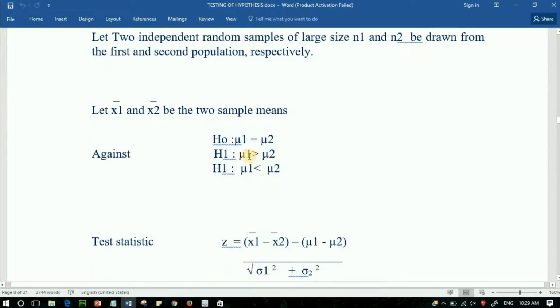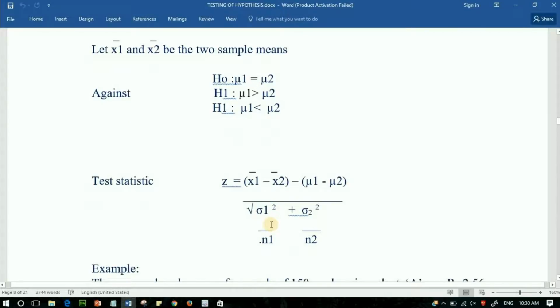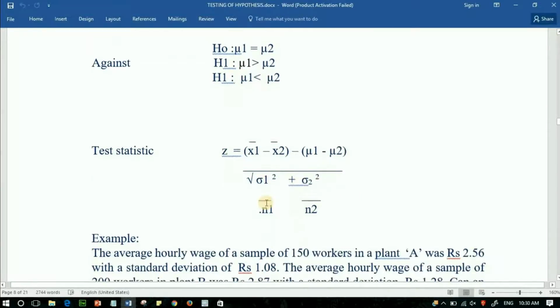In the first case, it is a two-tailed test, and there are two one-tailed tests. Already we discussed that the test statistic is a function of the sample values, here x1 bar and x2 bar. So Z is equal to x1 bar minus x2 bar minus mu1 minus mu2, all divided by square root of sigma 1 squared by n1 plus sigma 2 squared by n2.